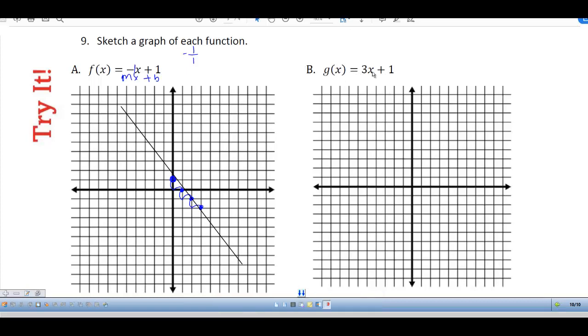And b over here, 3x plus 1. So again, we're going to go up to +1. That's my y-intercept. I set my point, and I have a slope of 3. That's a rise of 3 for a run of 1. And all I need is 2. I just made an extra one. Not a problem. You can just make 2 points. You've got your line.